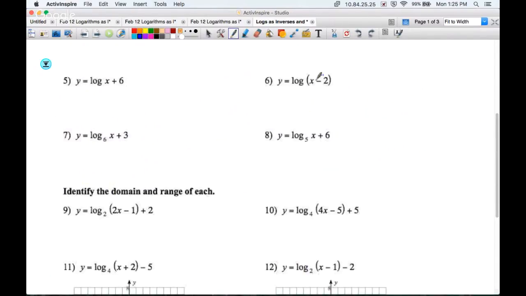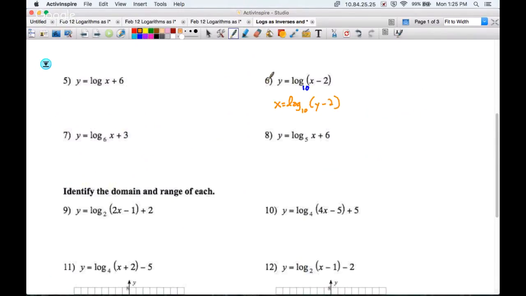Let's do a couple of these where we start with the logarithm. We'll do number 6. Number 6 looks a little bit interesting. One thing I noticed is that there's no base here. So the default base when there's no base is a 10. First thing we want to do is swap the x and the y. So I've got x equals log base 10 of y minus 2.